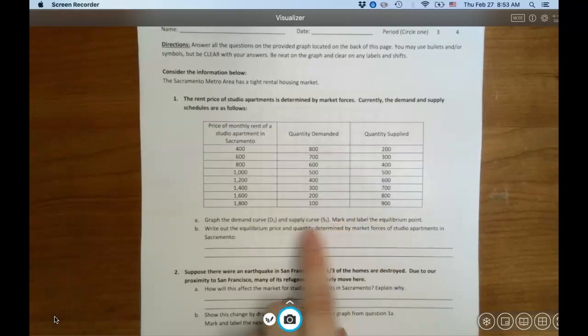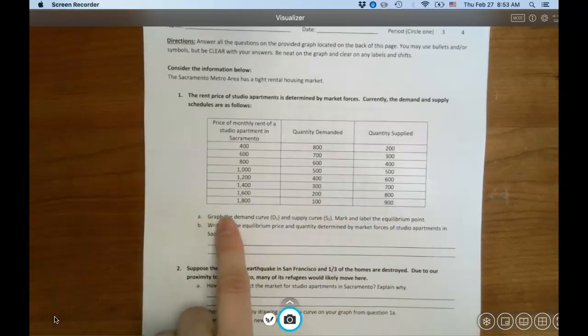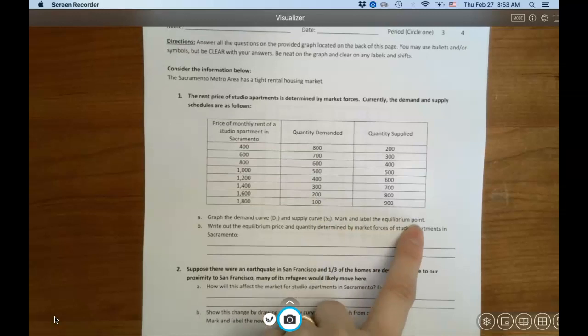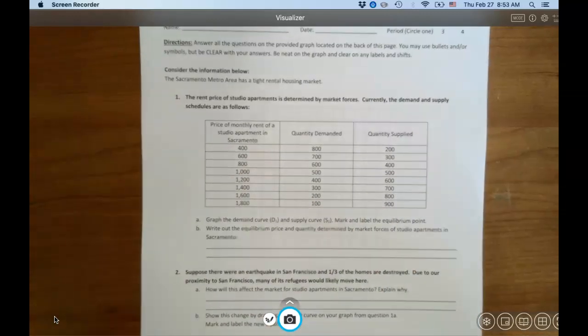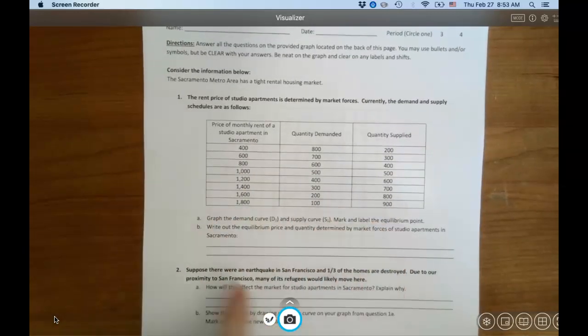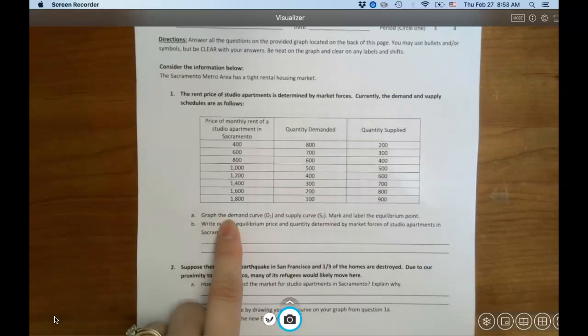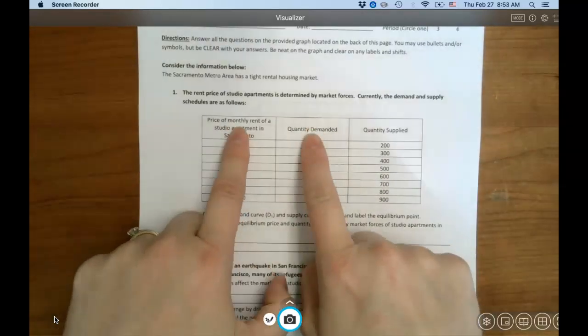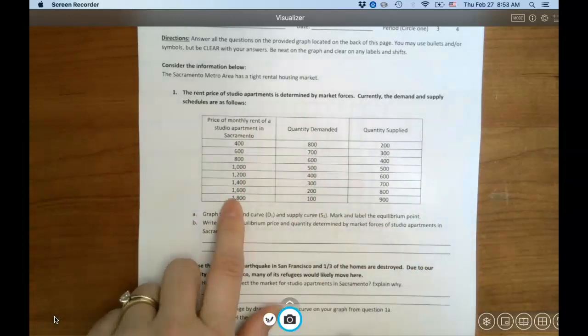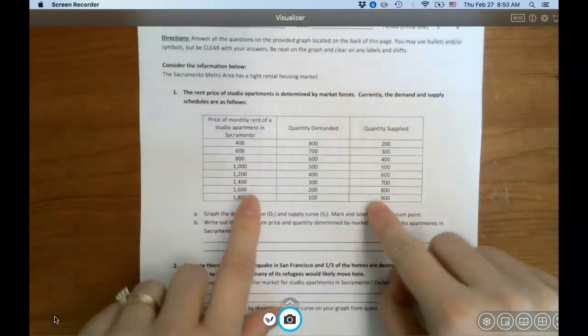Then, there's two different instructions here, and that's one of the tricky things about the final. There's several different instructions on one same line. I can't change that, make them separate lines. You've got to read everything very carefully. Now, to graph the demand curve, we're going to use these two columns, and later when we graph the supply curve, we're going to use these two columns.